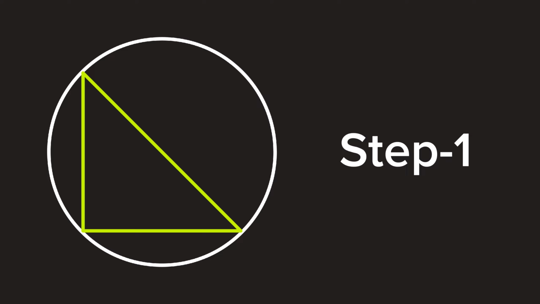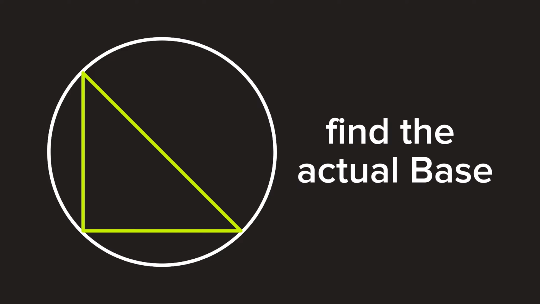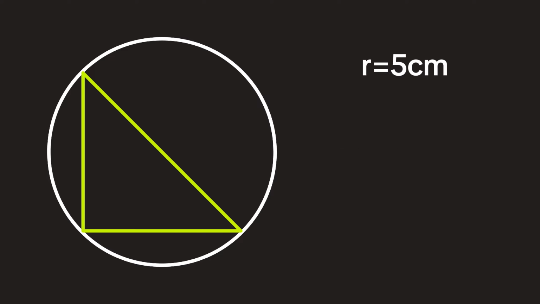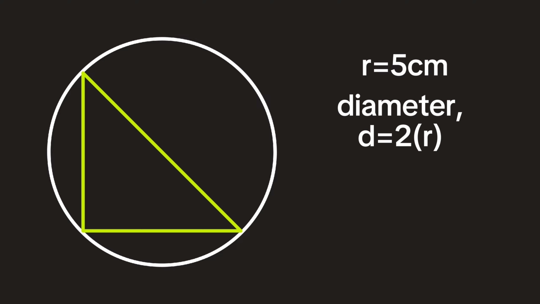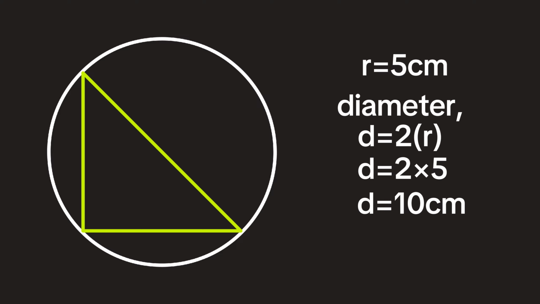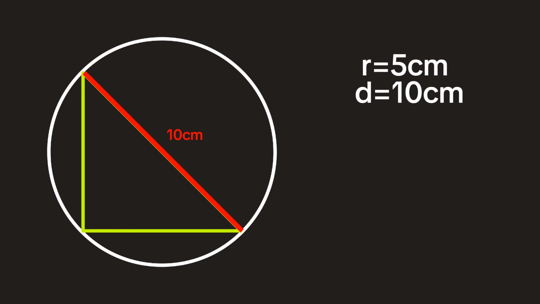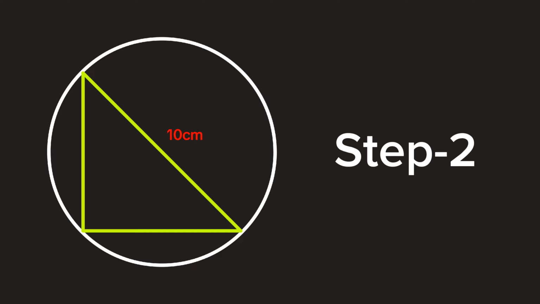Step 1. Find the actual base. If the radius of the circle is 5 centimeters, then the diameter is double that. So, 5 times 2 equals 10 centimeters. Because the hypotenuse is the diameter, we can turn the triangle in our minds and use that 10 centimeter line as our base.